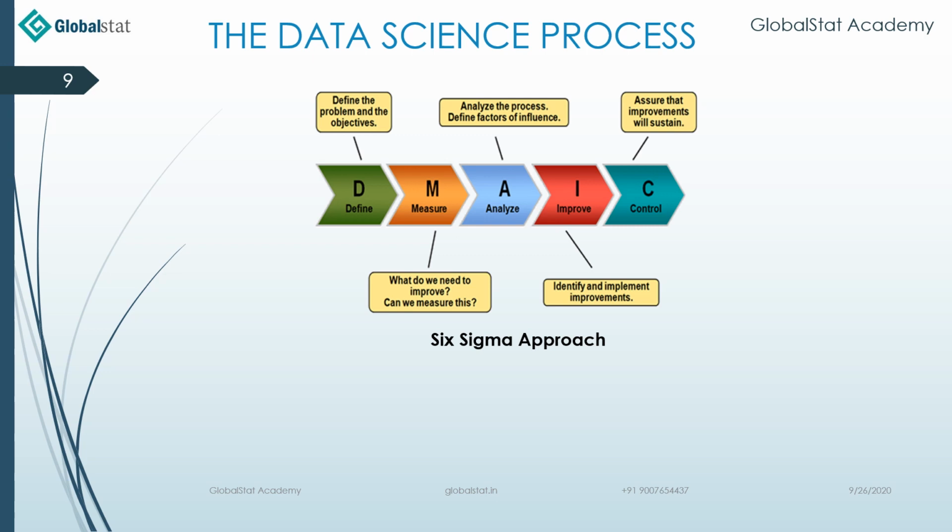Next is the analyze part. We need to analyze the process and define factors of influence. Then we look into process improvement and try to identify and implement. Next comes the control part. We need to assure that improvements will sustain.